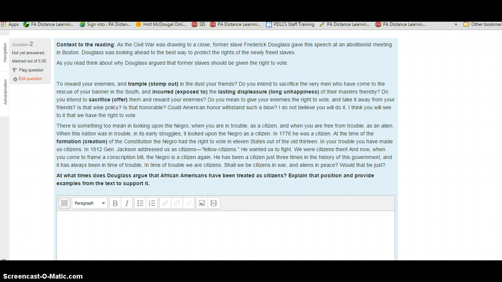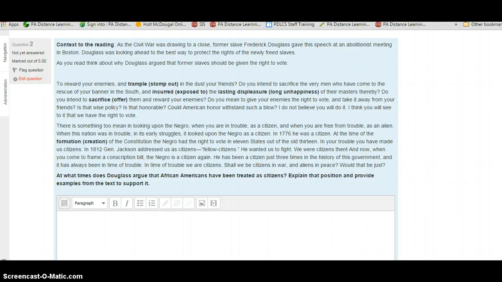When this nation was in trouble in its early struggles, it looked upon the Negro as a citizen. In 1776 he was a citizen. At the time of the formation or creation of the Constitution, the Negro had the right to vote in 11 states out of the old 13. In your trouble you have made us citizens. In 1812, General Jackson addressed us as citizens, fellow citizens. He wanted us to fight. We were citizens then, and now, when you come to frame a conscription bill, the Negro is a citizen again.